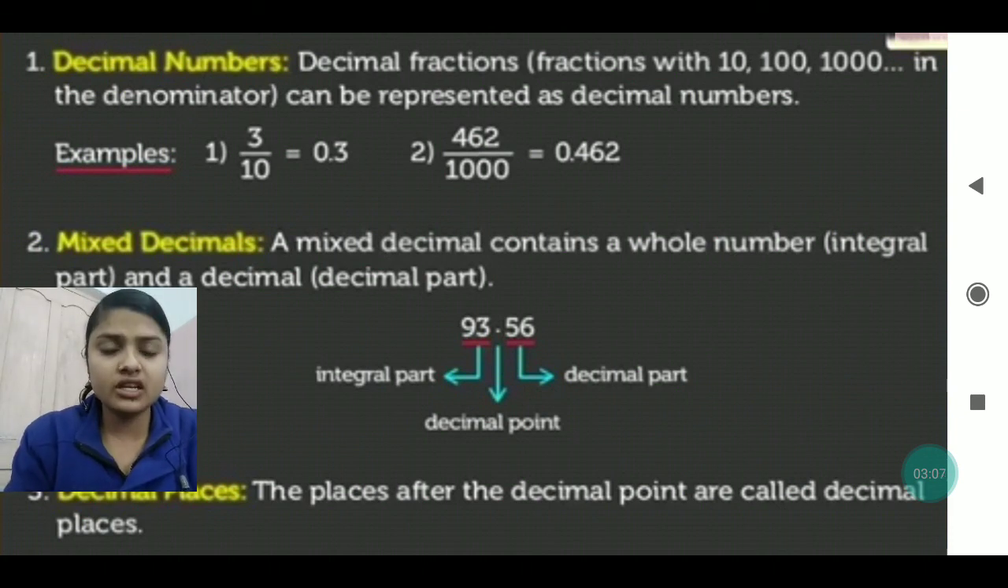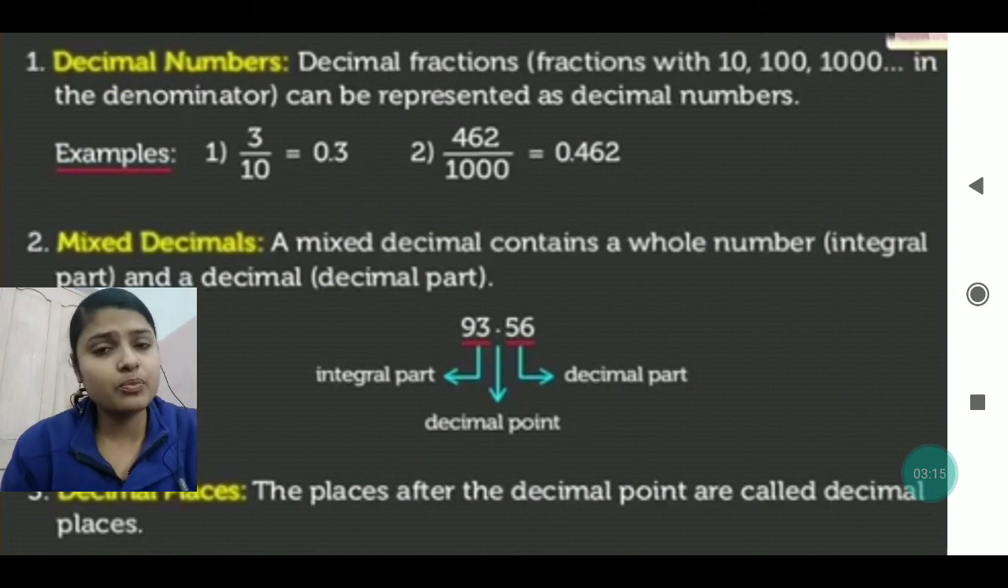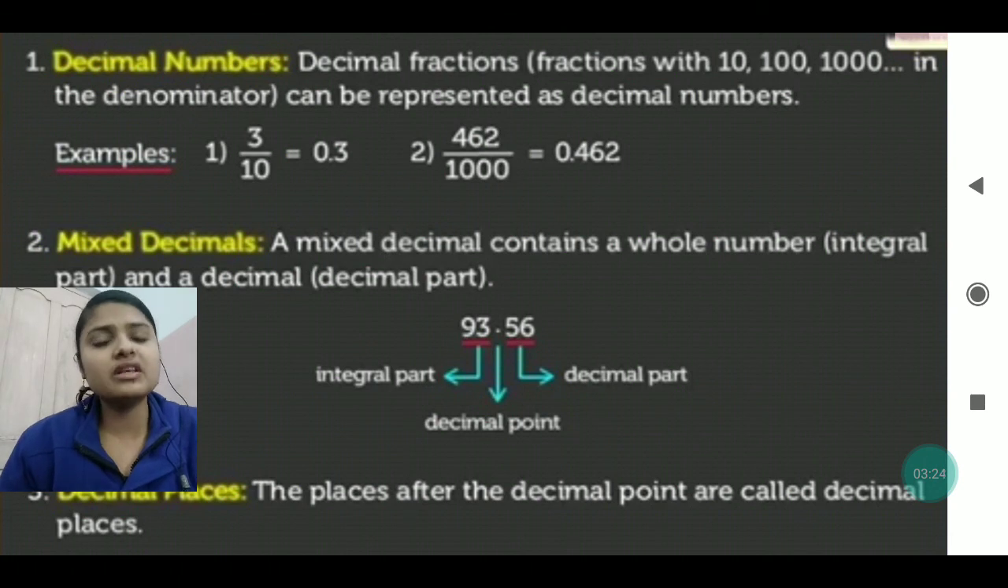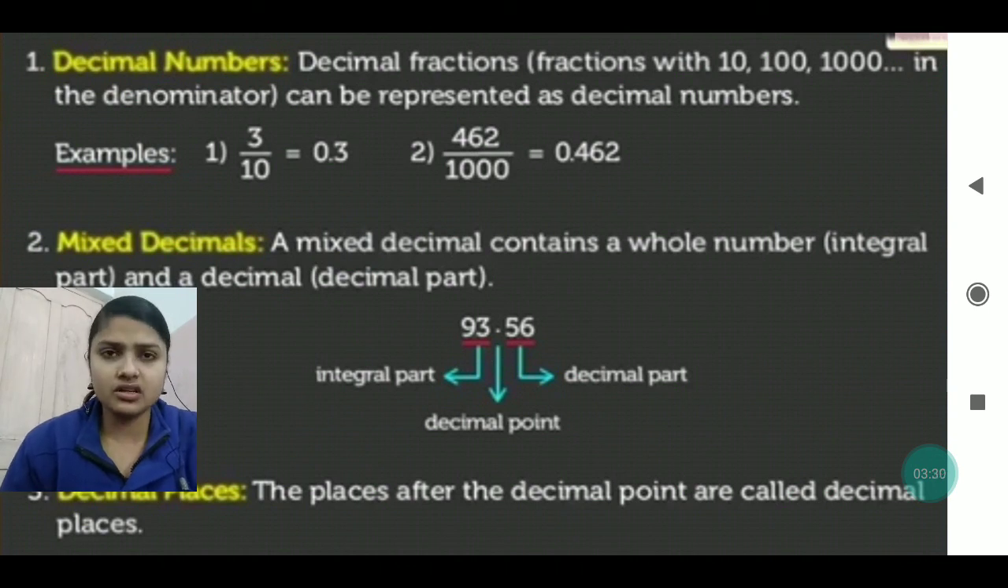Like if in the numerator only one digit is there and in the denominator only one zero is there, then from the right side we will start writing the number, and after 3 we will put a dot, we will put the decimal, and then we will write 0. That 0 we write because no number is present after the decimal. If any number is present after it, then we will write that number.